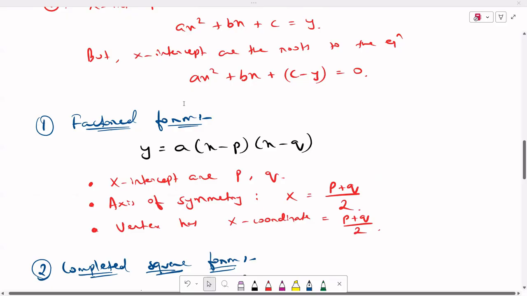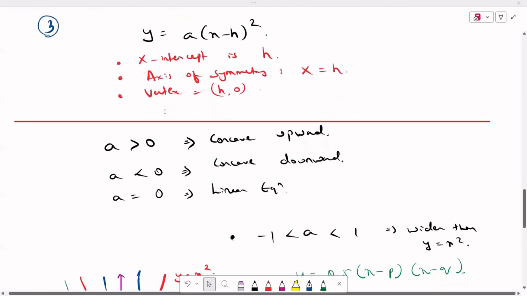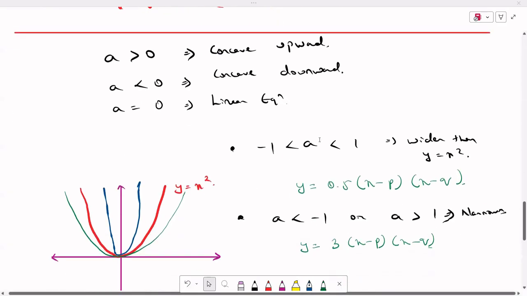Like we talked about the factored form, and if we are given an equation in a factored form, what are the x-intercepts, axis of symmetry, and vertex? We talked about the completed square form, and we talked about a very important thing, that is the value of a, the coefficient with x square. So if a is greater than 0, we get a concave upward. If a is less than 0, we get a parabola which is concave downward. And if a is equal to 0, we get something known as a linear equation. We also talked about how the value of a can affect the shape of the parabola.